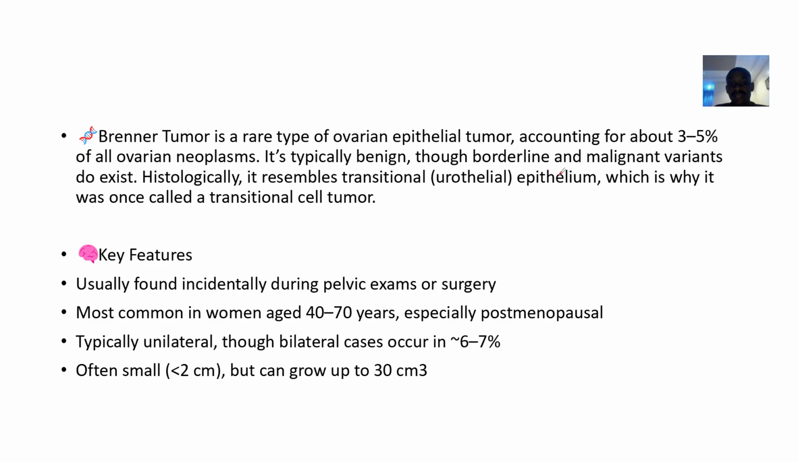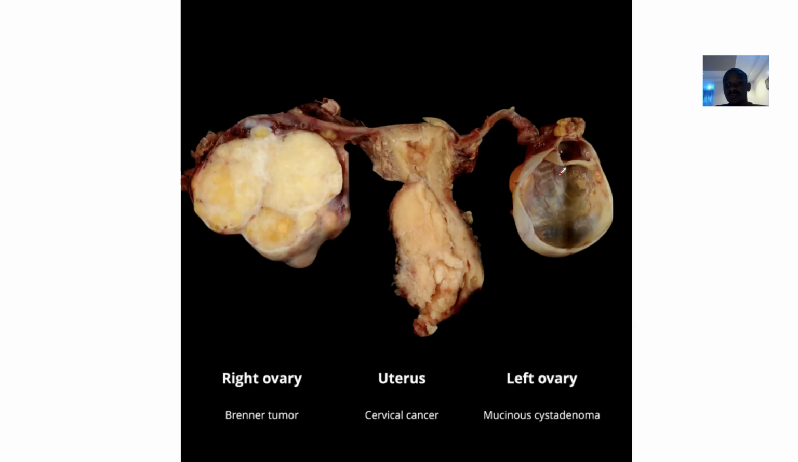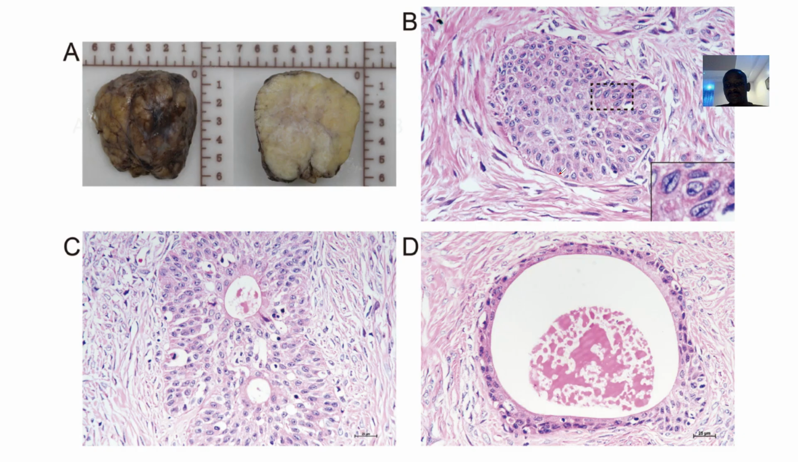So histologically, it resembles transitional, that is urothelial epithelium. They should be talking about all this histology, which patients don't really need.